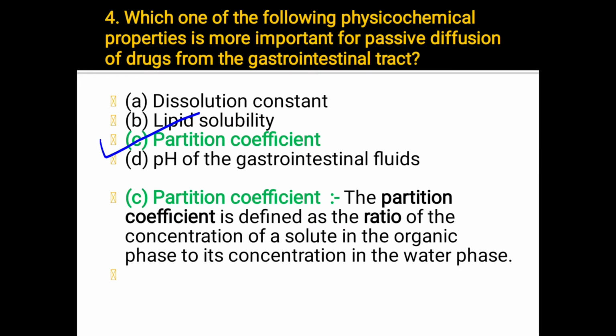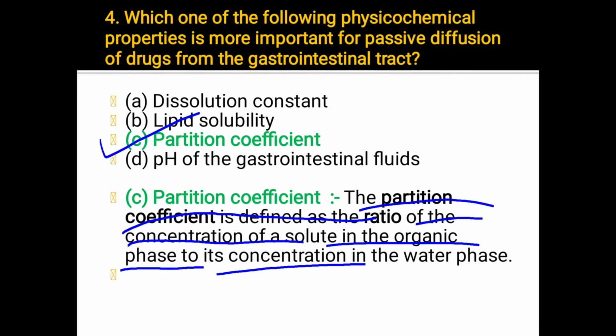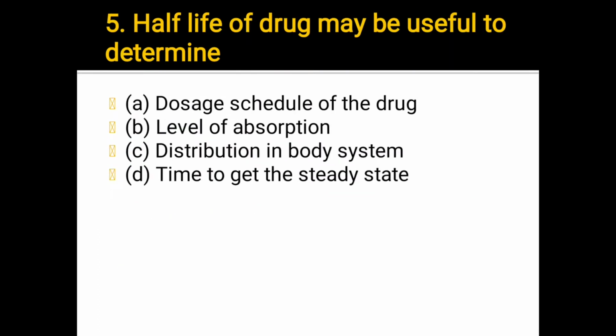Partition coefficient. Partition coefficient होता क्या है? The partition coefficient is defined as the ratio of the concentration of a solute in the organic phase to its concentration in the water phase, that is called partition coefficient. Okay, next 5 number question.